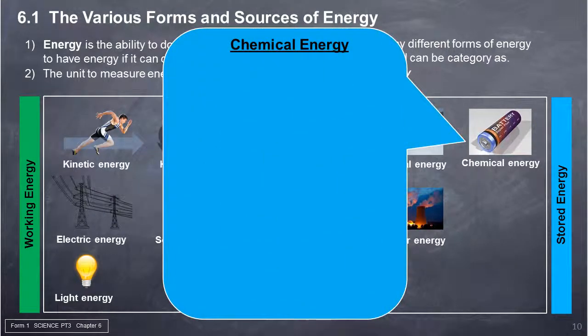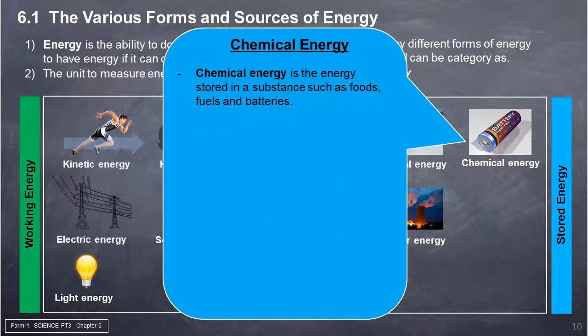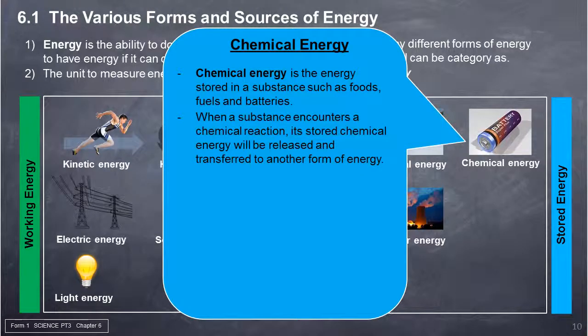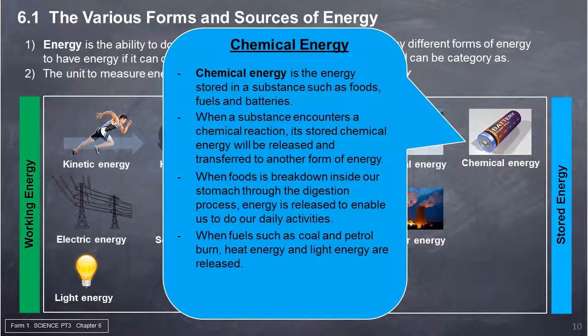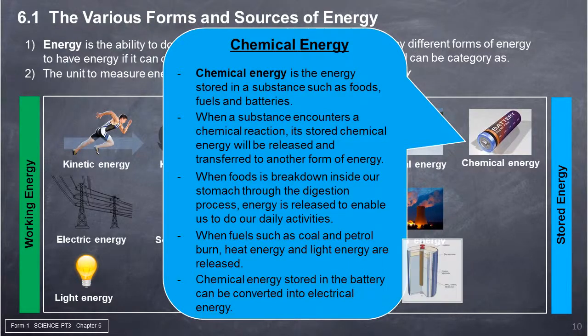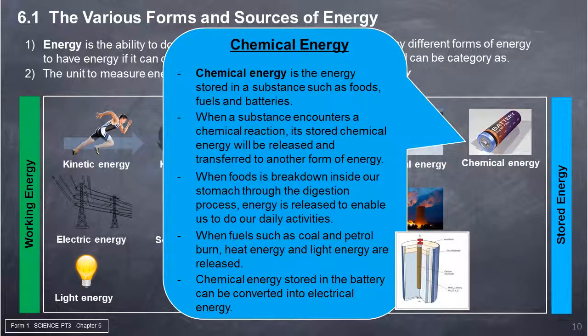Chemical energy. Chemical energy is the energy stored in a substance such as foods, fuels, and batteries. When a substance undergoes a chemical reaction, its stored chemical energy is released and transferred to another form of energy. When food is broken down inside our stomach through the digestion process, energy is released to enable us to do our daily activities. When fuels such as coal and petrol burn, heat energy and light energy are released. Chemical energy stored in a battery can be converted into electrical energy.